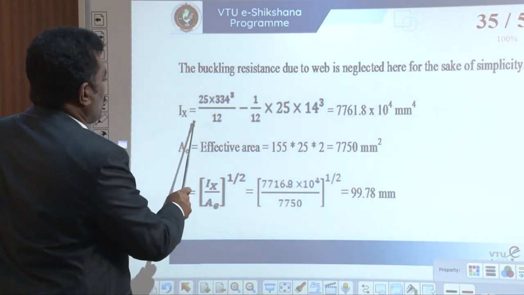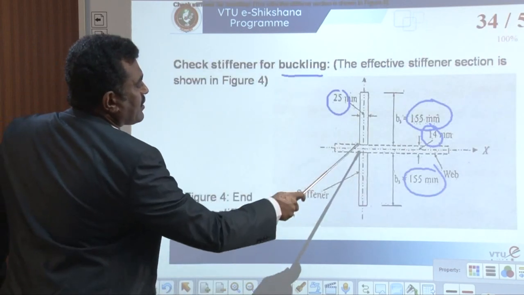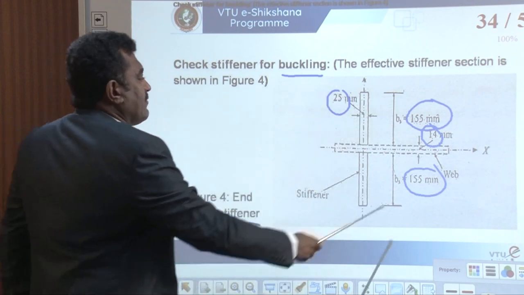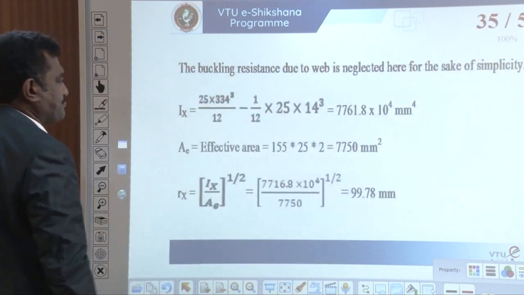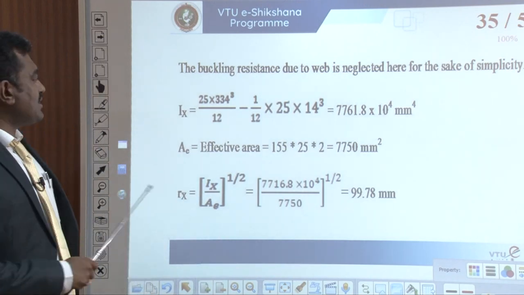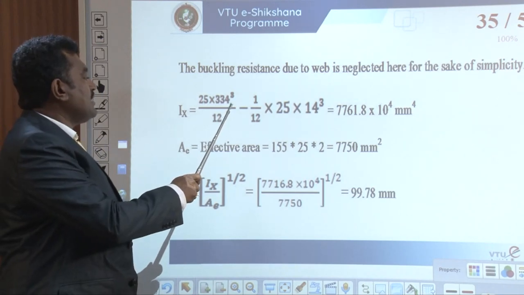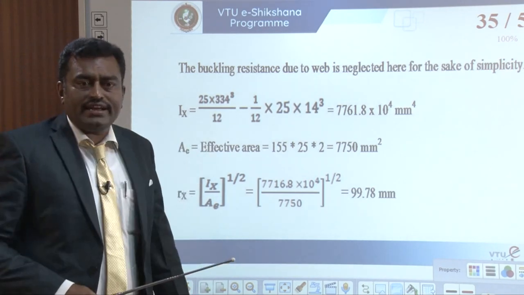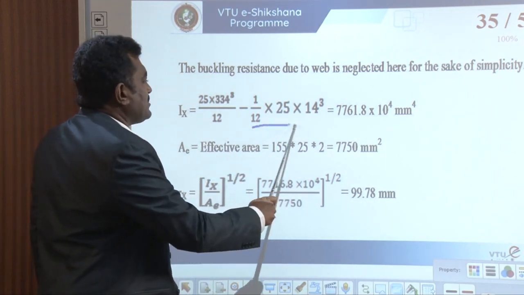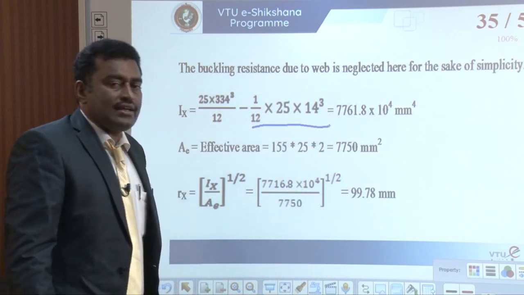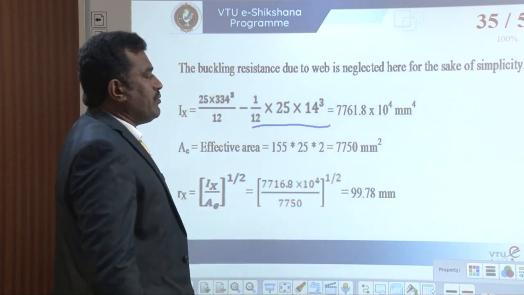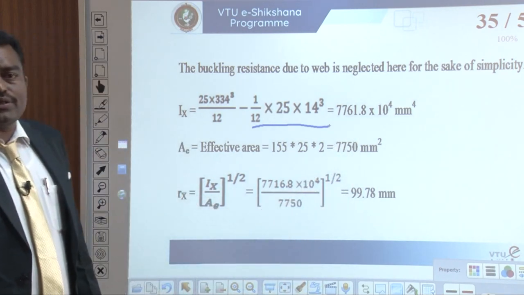Therefore, Ixx is equal to, you see, both web and stiffeners are there, but we are checking only the stiffener. We neglect the web for simplicity. Then Ixx is equal to 25 into 334 to the power of 3 divided by 12, minus 1 by 12 into 25 into 14 cube. That gives 7761.8 into 10 raised to 4 mm to the power of 4.